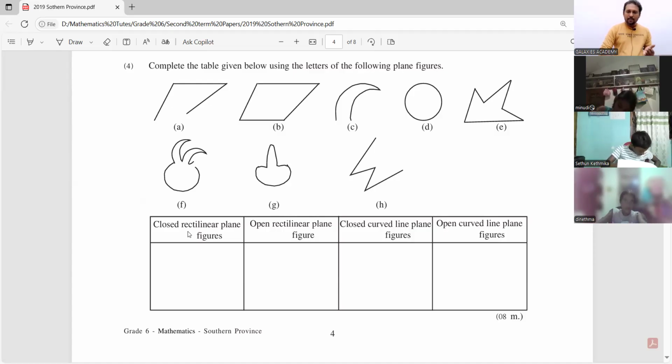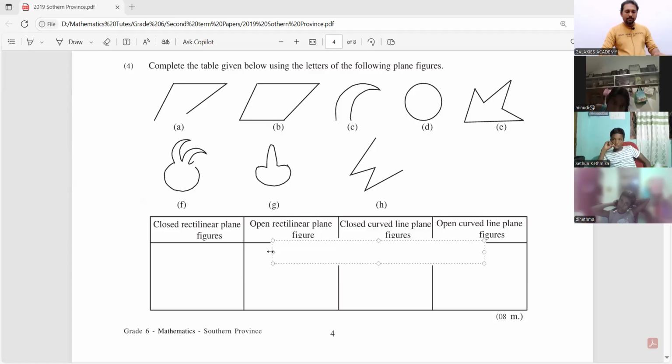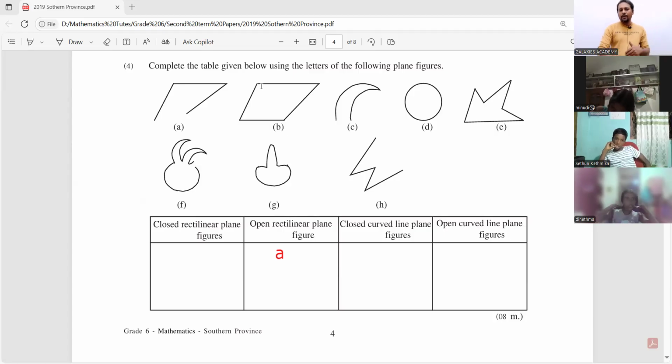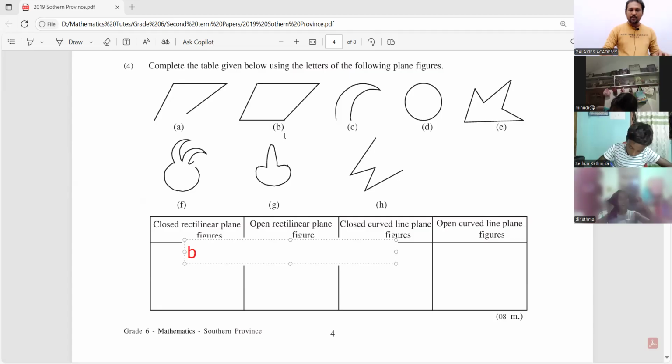Right, then what are the four columns given? Closed rectilinear plane figures, open rectilinear plane figures, closed curved line plane figures, open curved line plane figures. This one, open figure, no, it's only straight lines. So it is open rectilinear plane figure. So simple A, you have to put second column. Simple B, containing only straight line segments and closed one. So it is closed rectilinear plane figure. So simple B we have to put into first column.